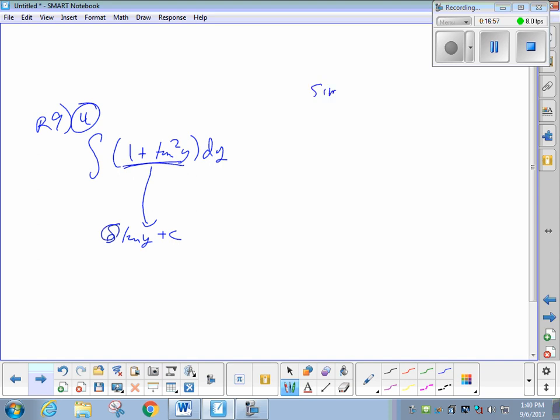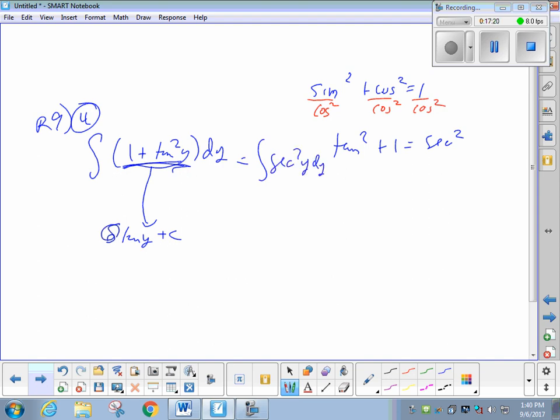Remember, it's normally sine squared plus cosine squared is 1. The tangent identity comes from dividing this by cosine squared. To help you remember, the identity is tangent squared plus 1 equals secant squared. So this whole thing is equal to secant squared. And you say, well, shoot, that's the derivative of tangent. Does that make sense?